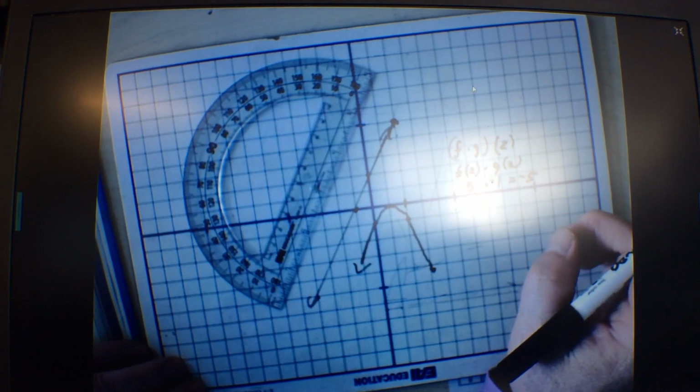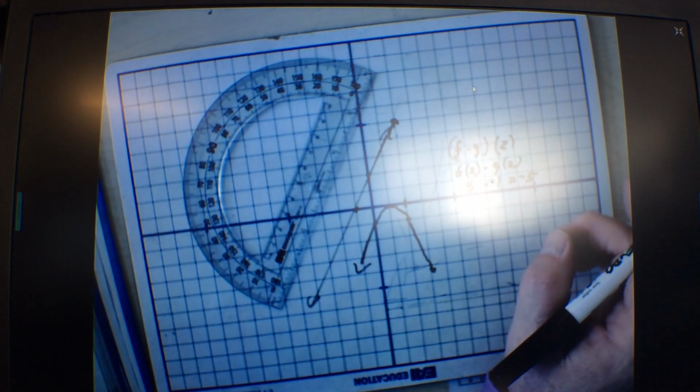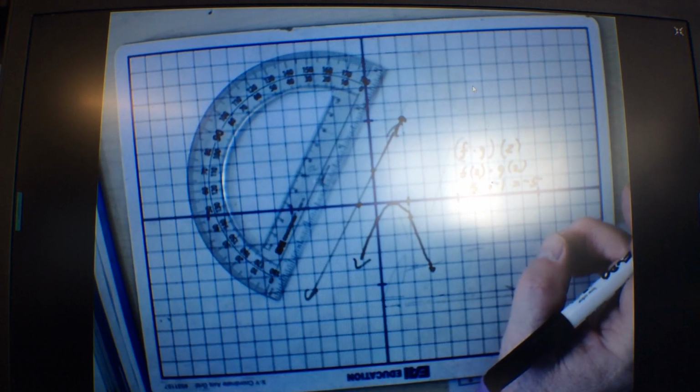Yes, CJ? What if it doesn't touch a point? You've got to kind of estimate. I think all of these do. Okay? Utan, do you have a question? Are you sure? I think so, yeah.